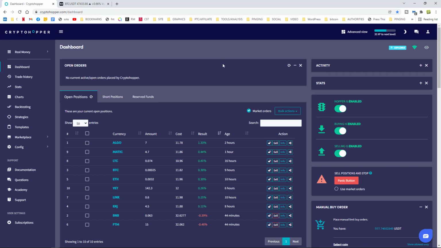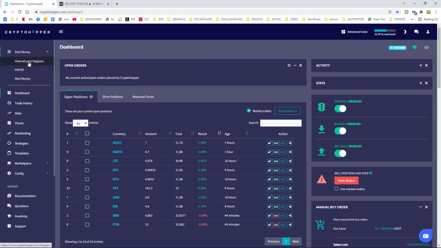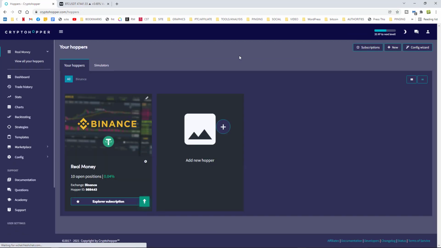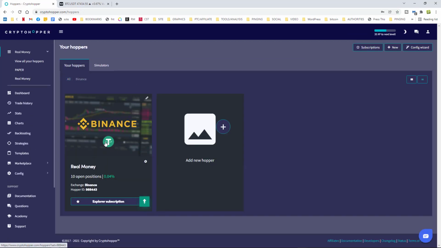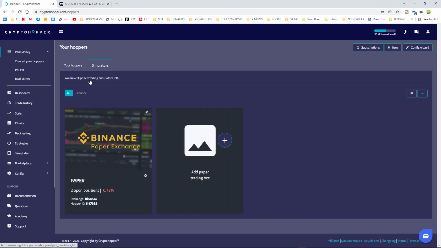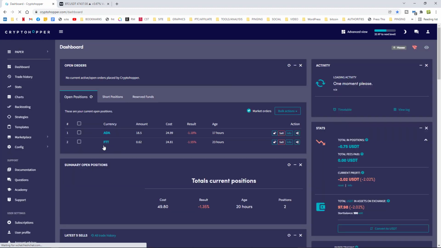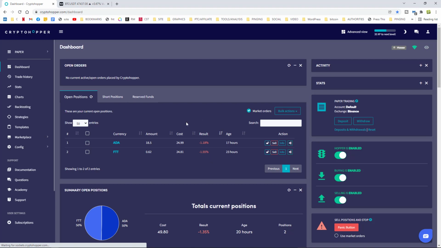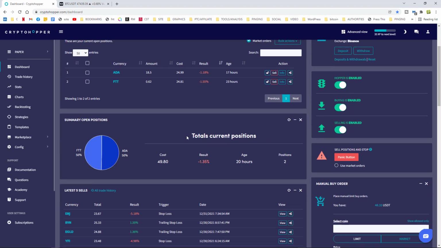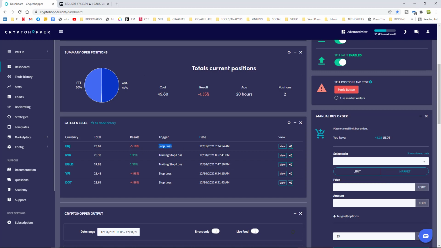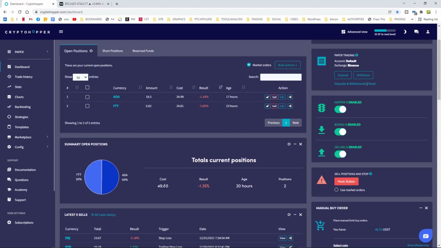Okay, right, so what do I need to do? That's my real money bot. I'm going to go to my view all hoppers here. Now I'm just going to delete this one, the simulator, the paper trading bot. What have we got going on here right now? It's been running for a few days as this bot. Oh, stop loss there. Look at that. That's not working very well, is it? Different strategy, don't worry. Different strategy I was testing out there. Oh, we don't like that. It wasn't working very well, was it?